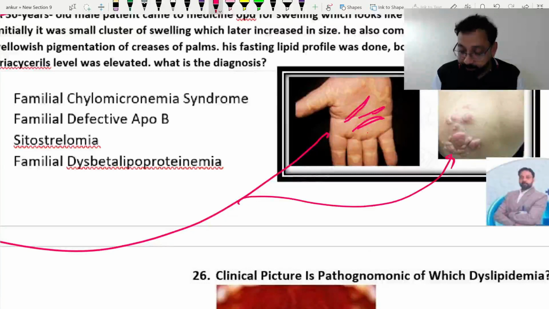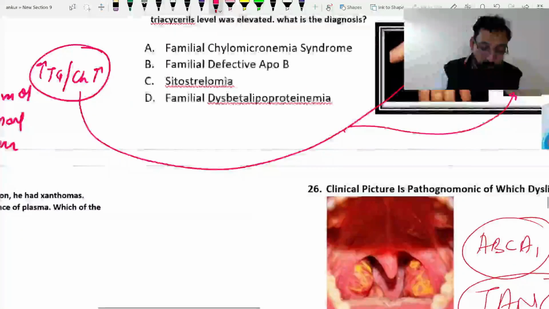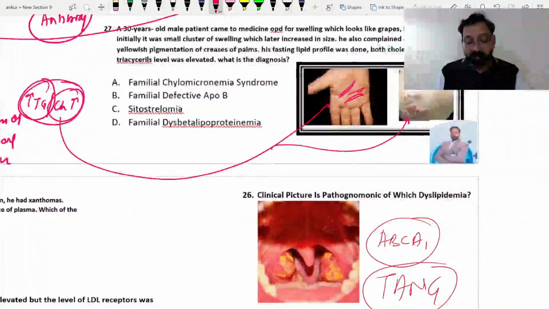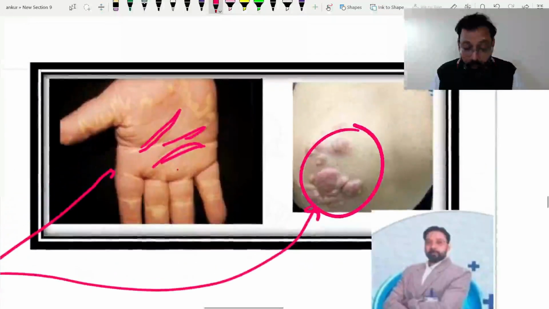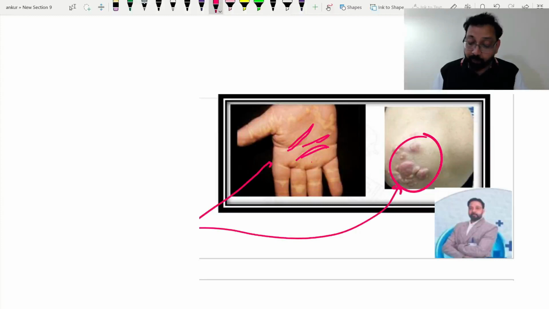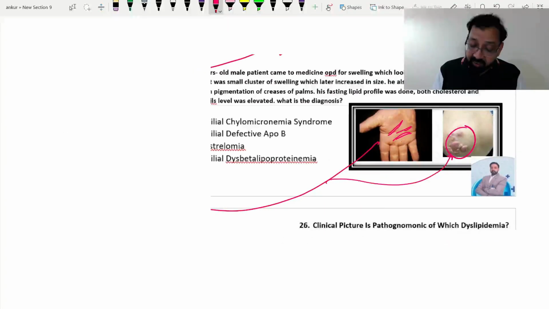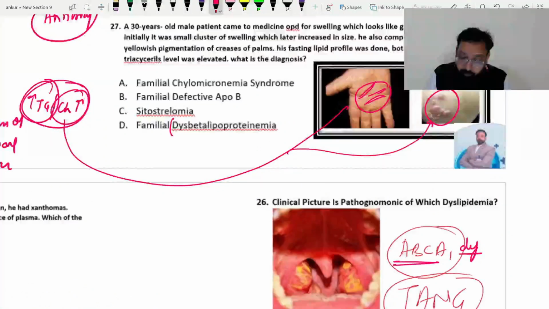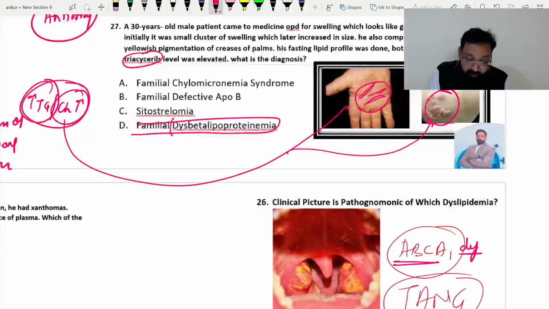And tuberoeruptive xanthoma: cholesterol tuberous, triglyceride eruptive, so the combination is tuberoeruptive xanthoma. Sometimes it looks like a grape-like appearance, a bunch of grapes. Question is asked. Another name for type 3 hyperlipidemia is dysbetalipoproteinemia. So in this question, you have seen that palmar xanthoma is there, tuberous xanthoma is there, and both triglyceride and cholesterol are increased. This is familial dysbetalipoproteinemia.